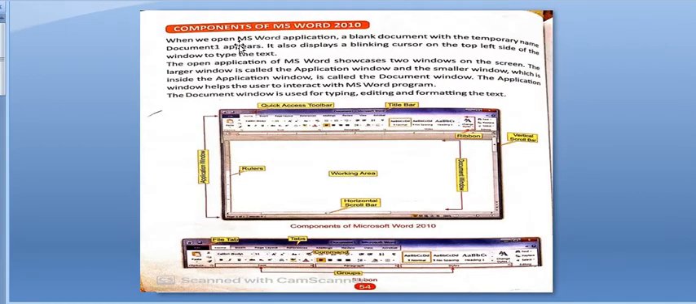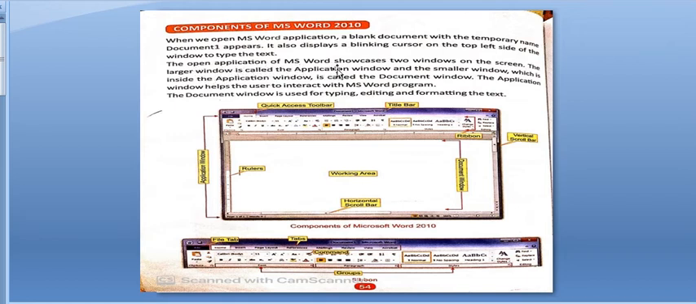Now, what are the components of MS Word 2010? When we open the MS Word application, a blank document with the temporary name Document 1 appears. It also displays a blinking cursor on the top left side of the window to type the text.